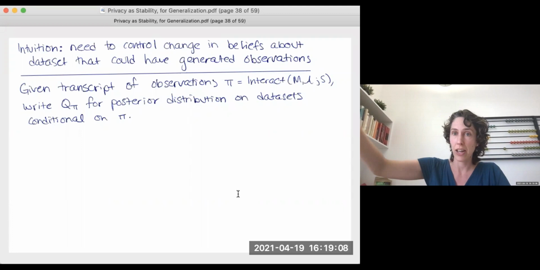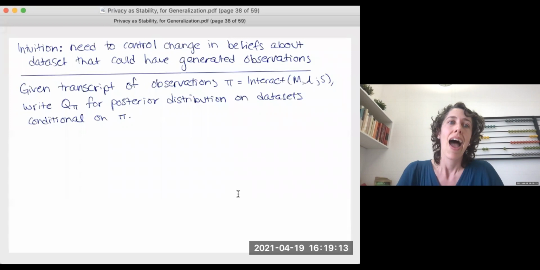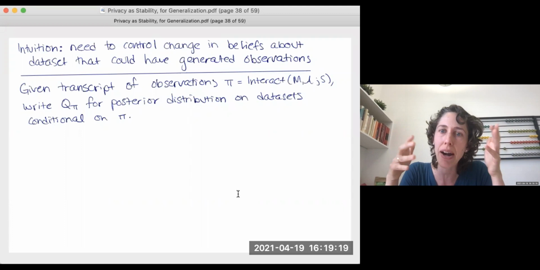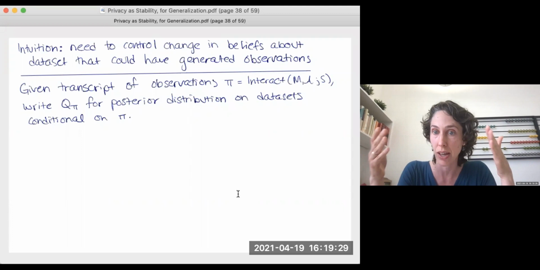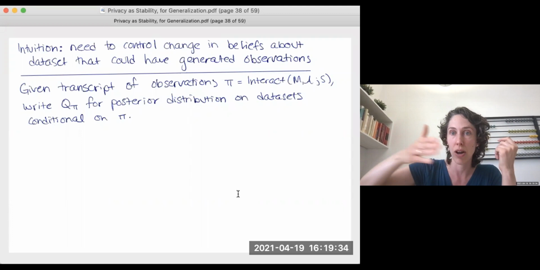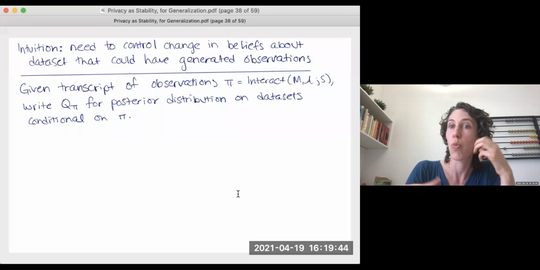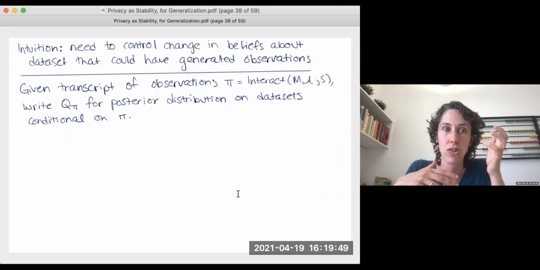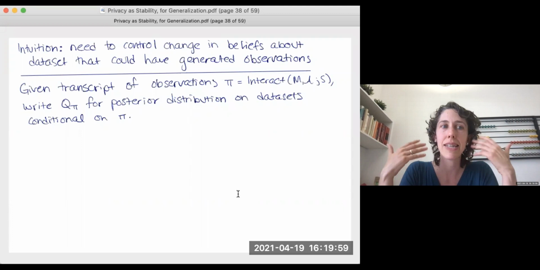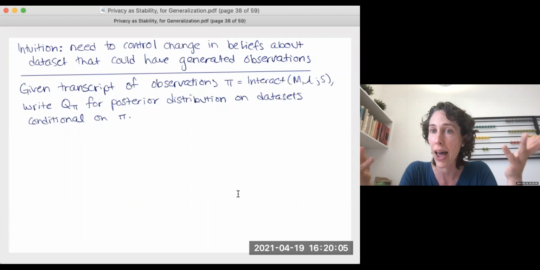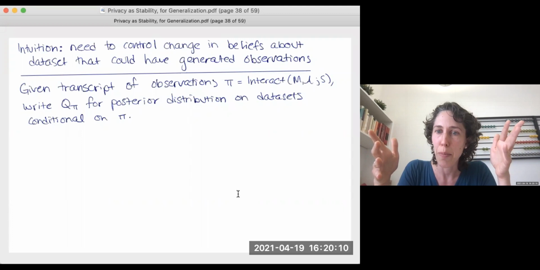And now we're going to think about, what does that transcript tell us? Imagine an alien who actually knew the underlying distribution and started with that as their prior. So they actually understood the underlying data distribution. And then they viewed the transcript and used the information contained in these query-answer pairs to update their beliefs on what distribution is generating these answers, or what data is generating these answers. So we're going to write Q sub pi for this posterior belief on data sets, conditional on having seen the transcript pi. This is a weird object, I will grant you that. But it's going to end up being a useful object for us to reason about.